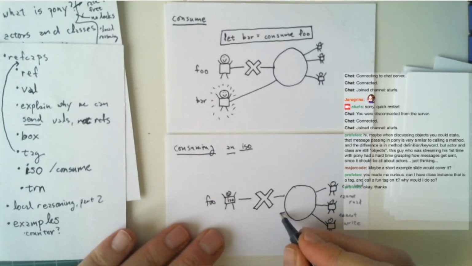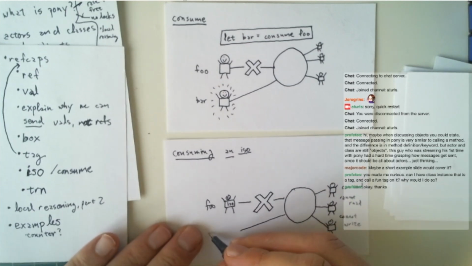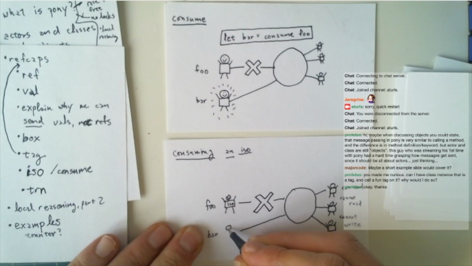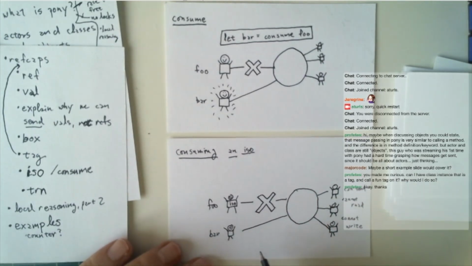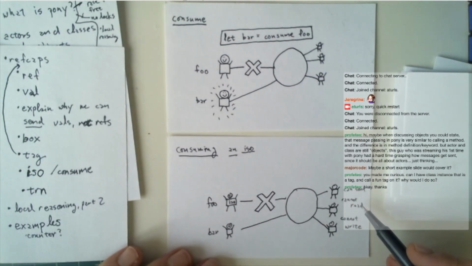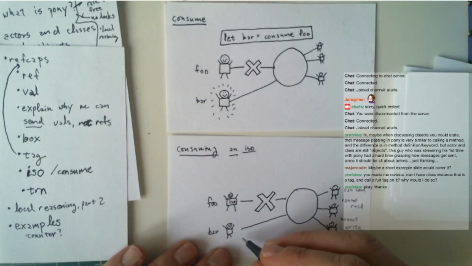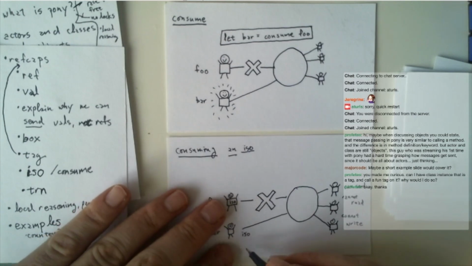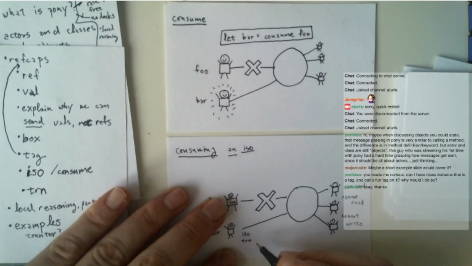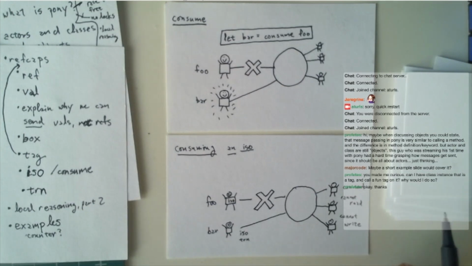So now this new thing, bar, since we know that there's no other readable or writable references out there, we could make it an iso, because bar would still be the only readable, writable reference to the object. We could make it a trn, because trn only says that there could be another readable reference out there.